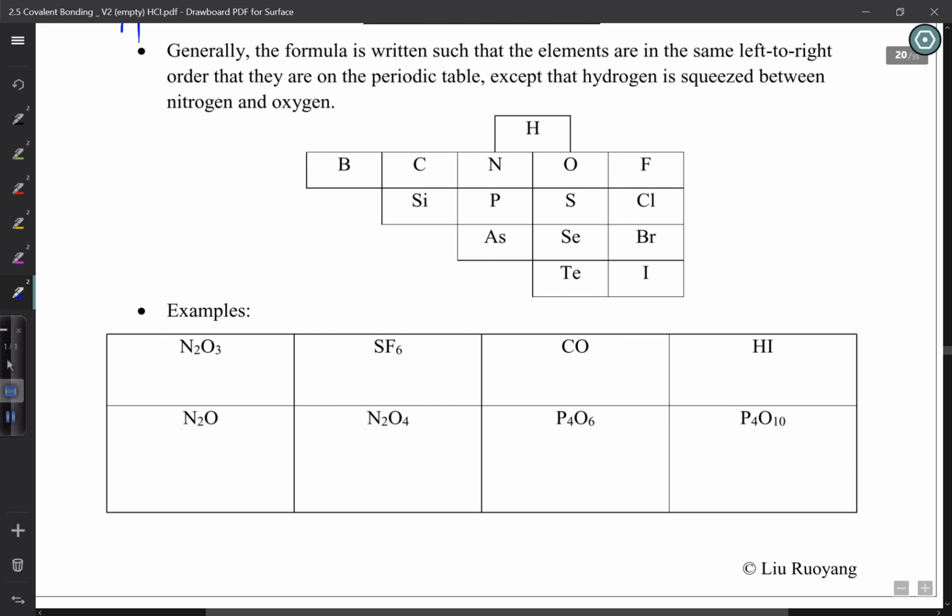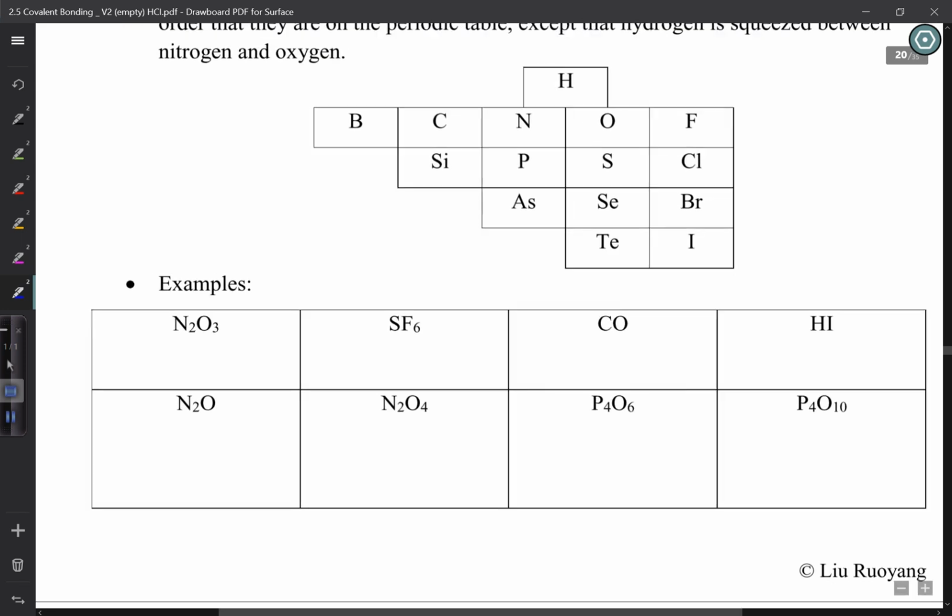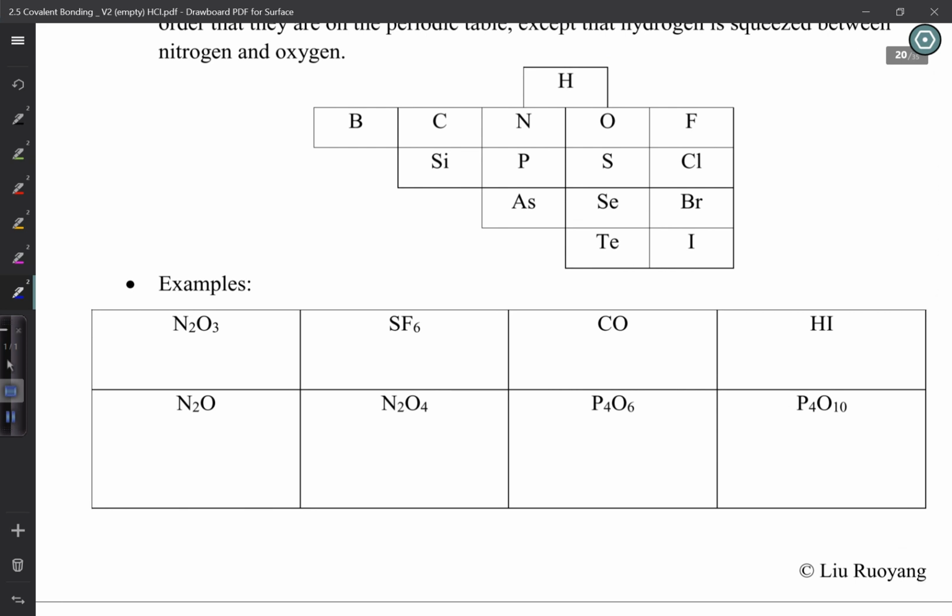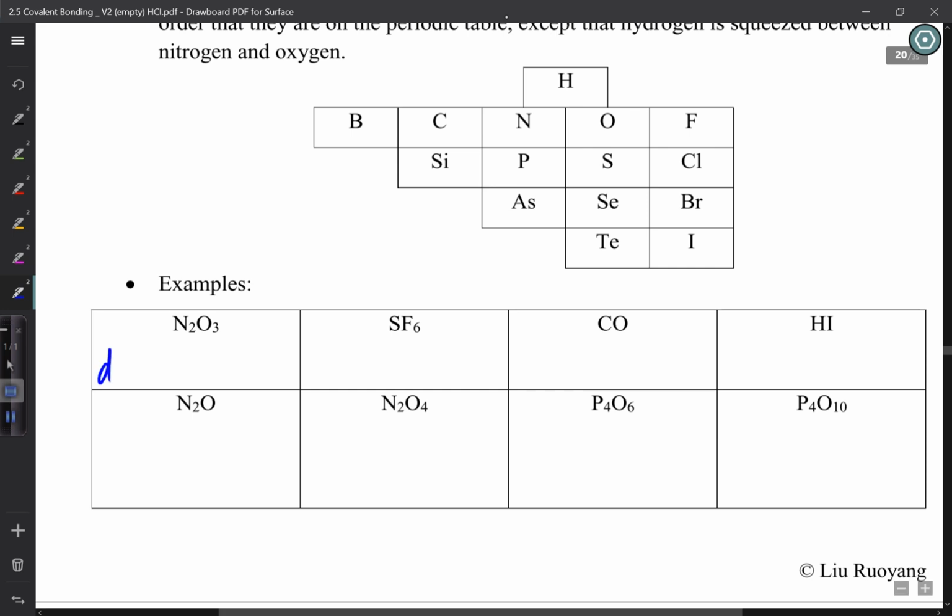Alright, so how are you going to name the compounds? For the first one, can you just name it nitrogen oxide? No, right? Why? Because it will clash with the one below. In other words, there are a lot of nitrogen-containing compounds containing oxygen, so you have to be specific. So in this case, you will call it dinitrogen trioxide. Alright, to indicate how many there are. So therefore, it gives you a hint that the one below will be called dinitrogen monoxide.